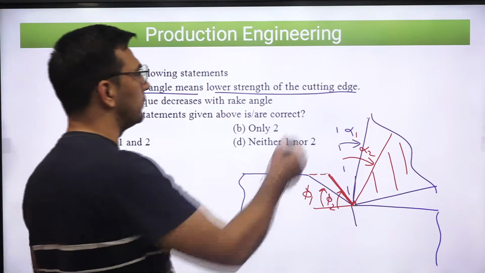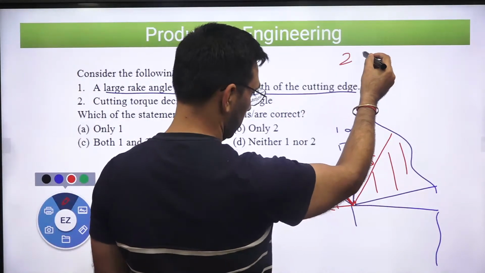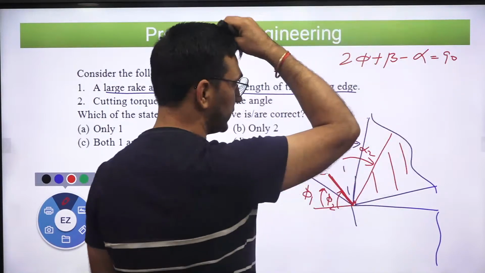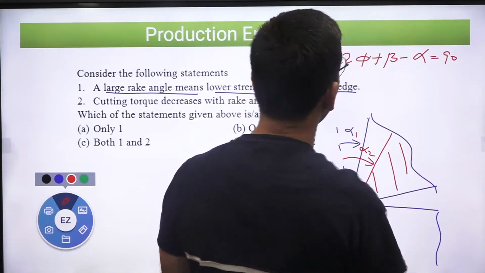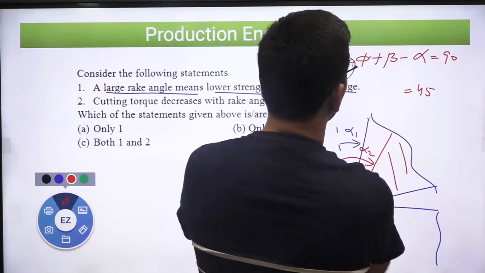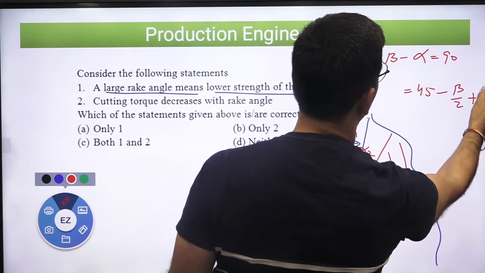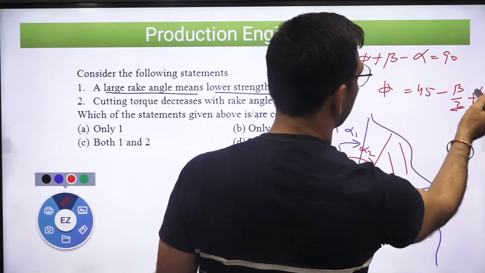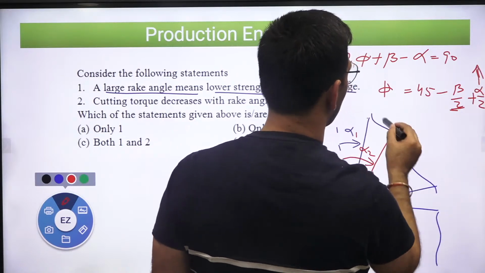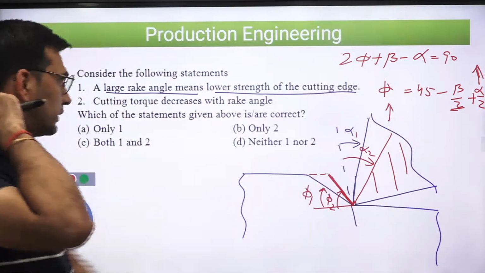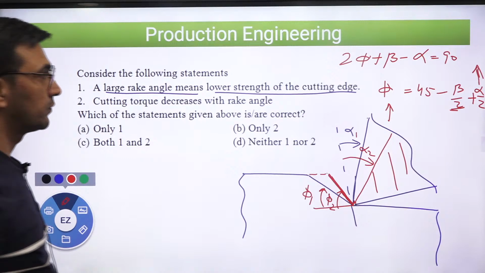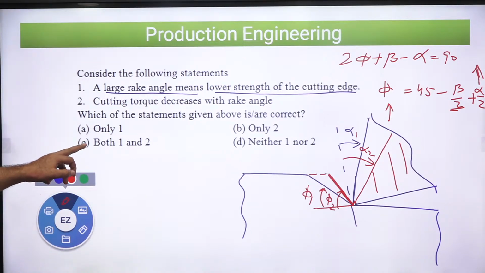And ये जो कहां से आया, वहां से आ जाएगा 2φ plus beta minus alpha. ये 2φ plus beta minus alpha is equal to 90 है, Merchant's first circle. तो if I need phi, तो phi उस तरफ ले जाओ तो आपका beta minus alpha by 2 बराबर 45 हो गया, यानी φ = 45 − β/2 + α/2. So if I increase alpha, phi भी इंक्रीज होगा. ठीक है, वहां से मैंने रिलेशन लिया. That is a Merchant's first analysis, right. You are having this relationship. सो अगर अल्फा इंक्रीज करूंगा तो shear plane एंगल भी इंक्रीज होगा. Okay, so that means it is going to the correct option, both 1 and 2.